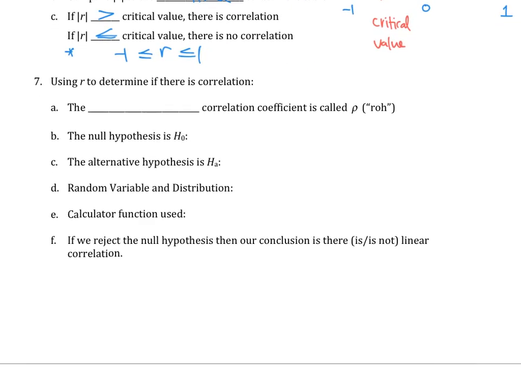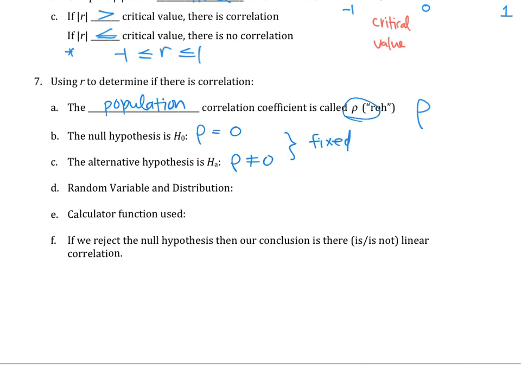We kind of talked about it, but if I were to do it a little more formally using hypothesis testing steps: hypothesis testing for linear correlation is slightly different from the normal process. Instead of looking at the p-value, we're going to look at R and just compare it. So number 7, using R to determine if there's a correlation. The population correlation is called rho. It looks kind of like P, but it's pronounced rho, R-O-H, the equivalent of R. The null hypothesis is always rho is equal to 0, and the alternative hypothesis is rho is not equal to 0. So these are basically fixed.